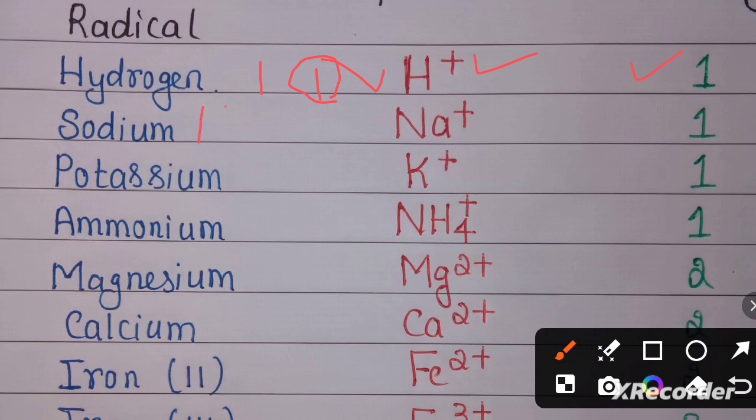Similarly, sodium has atomic number 11, and its electronic configuration is 2, 8, 1. So in the valence shell it has one electron. To attain stability, sodium loses this one electron and gets one positive charge, represented as Na plus, which is its valency. Calcium, for example, has atomic number 20, its electronic configuration is 2, 8, 8, 2. So in the valence shell we can find 2 electrons. To attain stability, it will lose 2 electrons and gets a charge of Ca2 plus with valency 2.